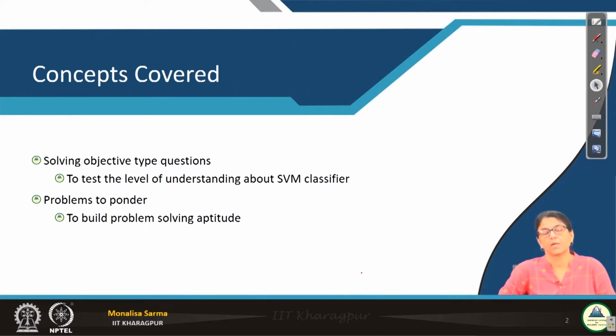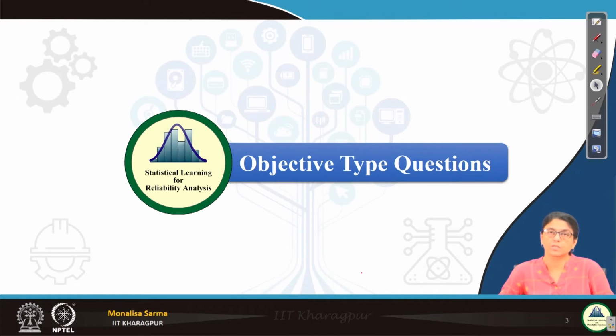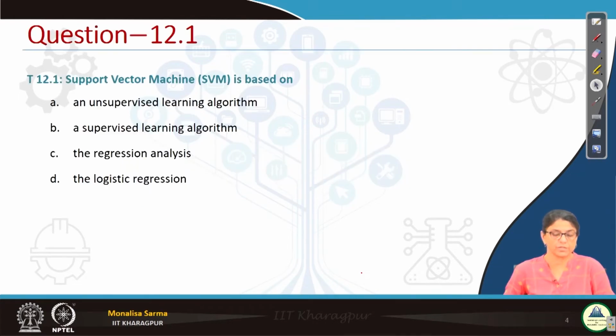So the problems I have kept here are just one simple toy example for classification, but the other problems are on how to use the Lagrangian multiplier, how to solve the convex optimization problem using the Lagrangian multiplier. I have given some problems on that because that experience will also help. Now, first coming to the objective type questions.